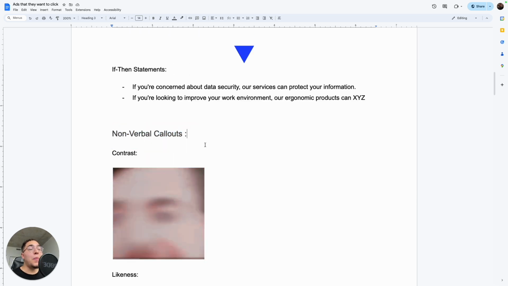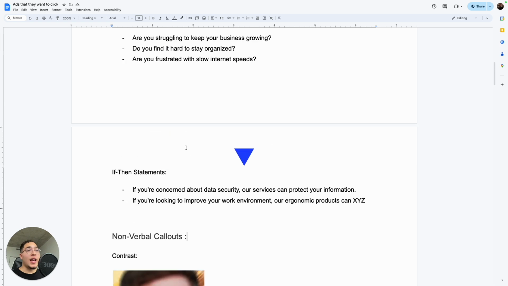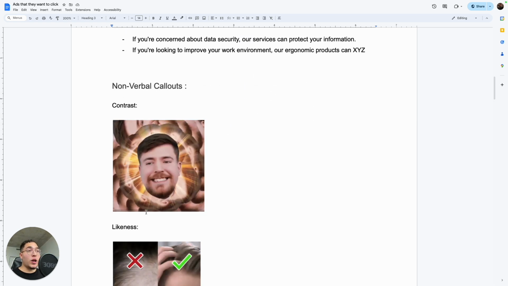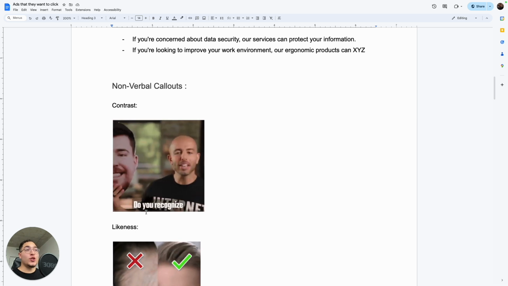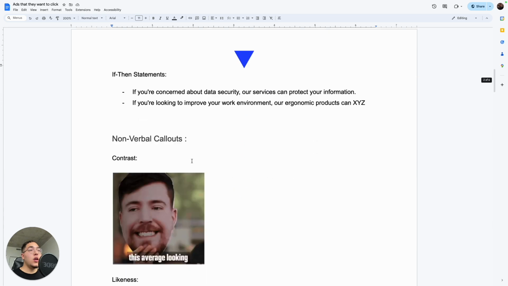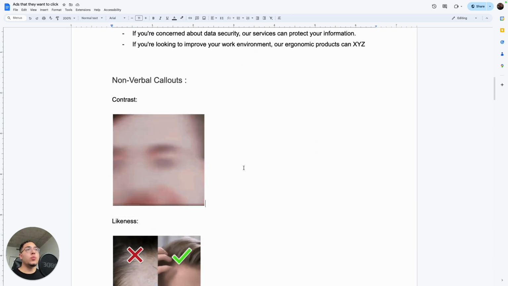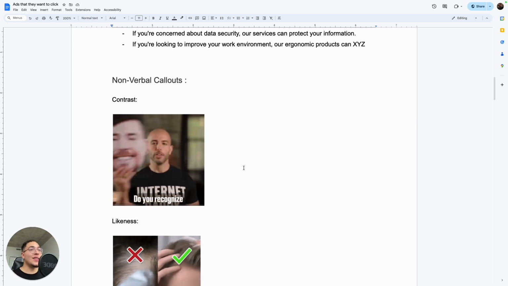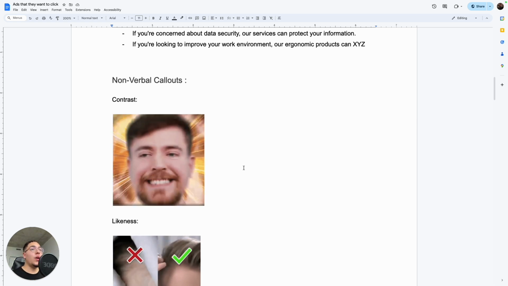Then we have nonverbal callouts. Nonverbal callouts apply even if you already have a verbal callout. So for example, this man is asking as a verbal callout, do you recognize this average looking person? So it is a yes question callout, but he also has the nonverbal callout of contrast, because it is so visually aggressive that it will attract your attention.